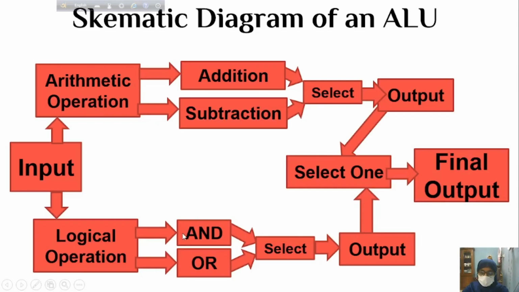And in the logical unit, the AND operation will give us an output and the OR operation will also give us an output. And from these two outputs, we will select only one output, which will be the output of our logical unit. And lastly, from the arithmetic output and the logical output, we will again select only one output, which will be our final output.